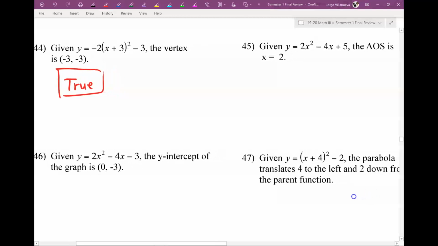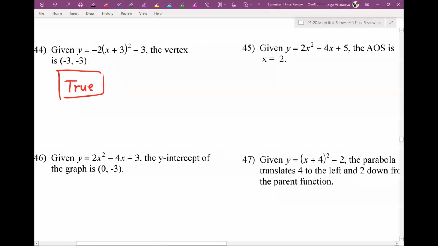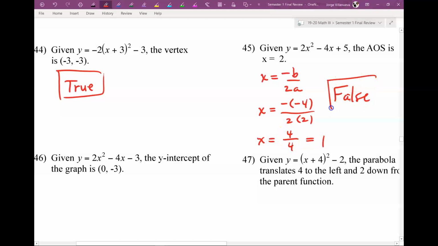All right. Given 2x squared minus 4x plus 5, the axis of symmetry is x equal to 2. Well, I can't just look at that one because this is in standard form. So axis of symmetry is given by this equation. So negative b, well, let me actually write it down. It's negative of a negative 4 over 2 times 2. So that'd be 4 over 4, which is 1. So this would be false.